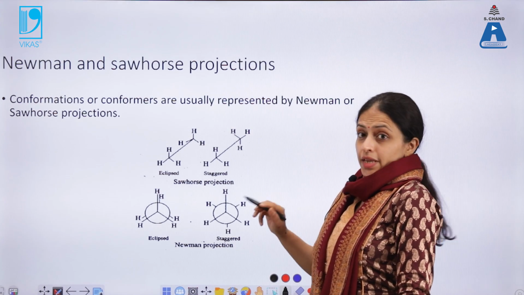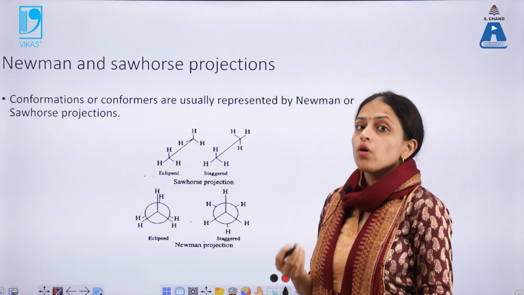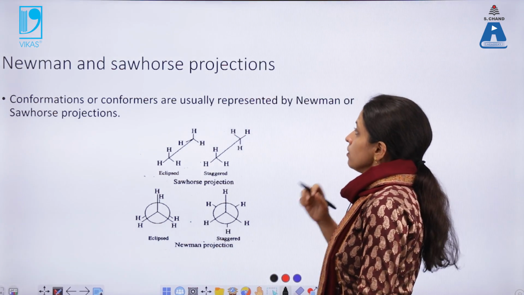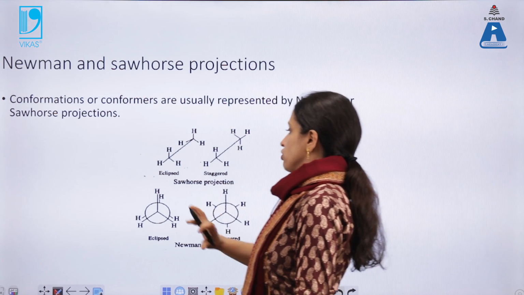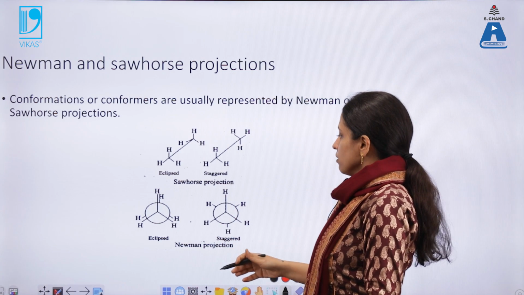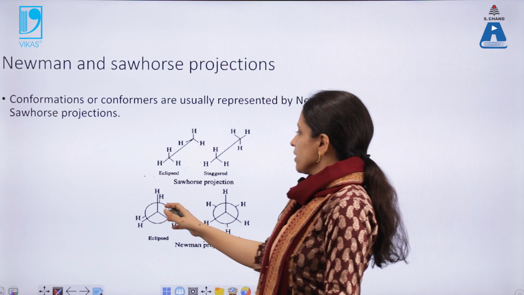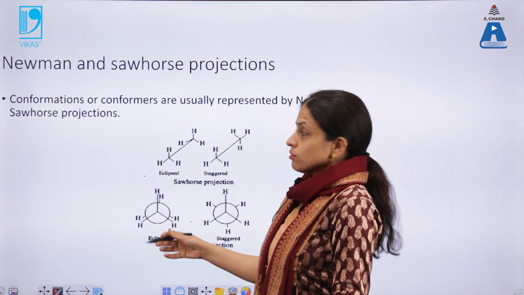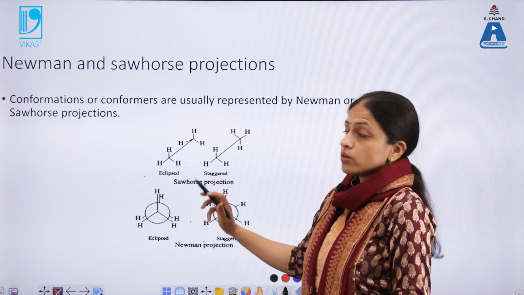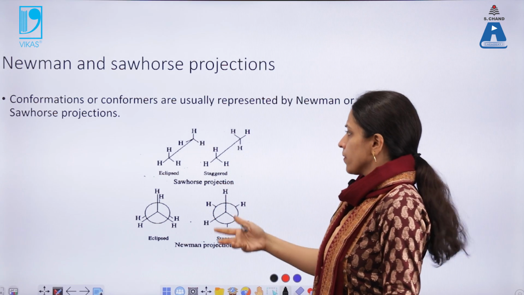Every aliphatic or cyclic molecule which shows conformational isomerism can be represented in two ways: Newman and sawhorse projection. Why Newman? If you look at the Newman projection on the screen for the ethane molecule, it looks like the face of a man. So that is why Newman. And the sawhorse looks like someone is riding a horse. That is just a way to remember it.